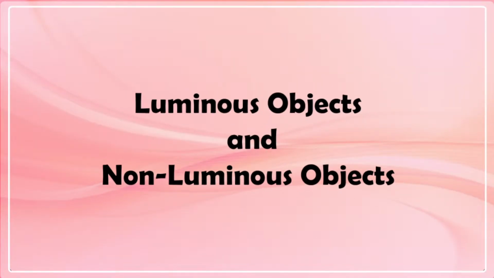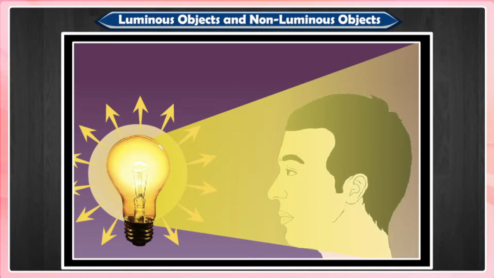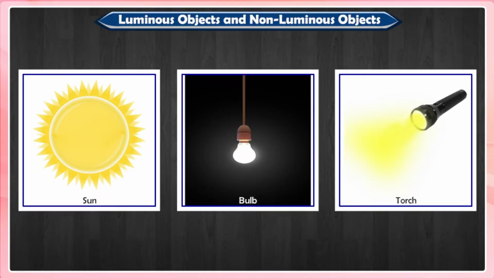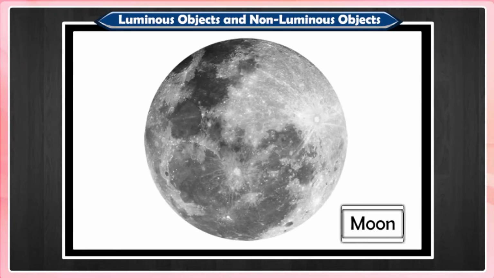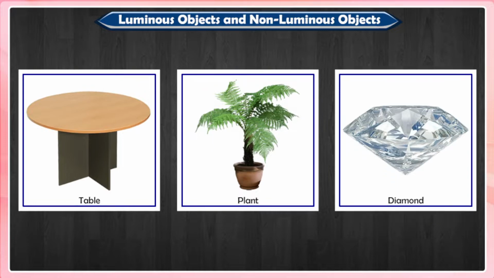Luminous objects and non-luminous objects. The objects which emit their own light are called luminous objects. The sun, lighted electric bulb, and torch are all luminous objects. The objects which do not emit their own light are called non-luminous objects. The moon, table, plants, and diamond are some examples of non-luminous objects. The non-luminous objects are also called illuminated objects.